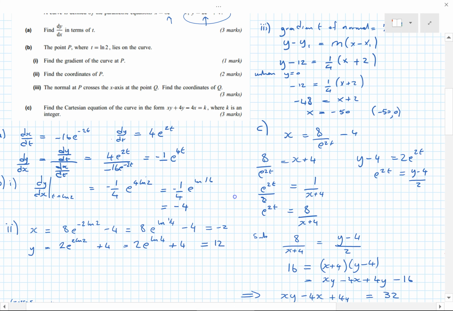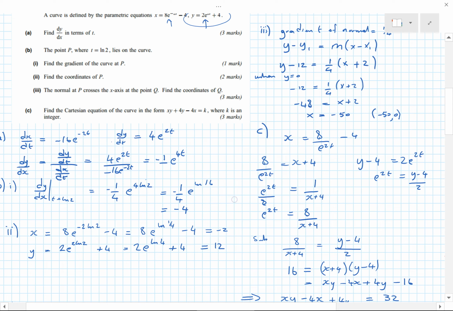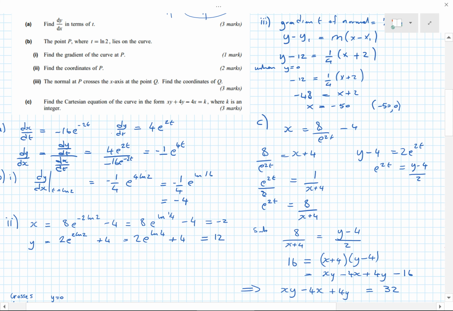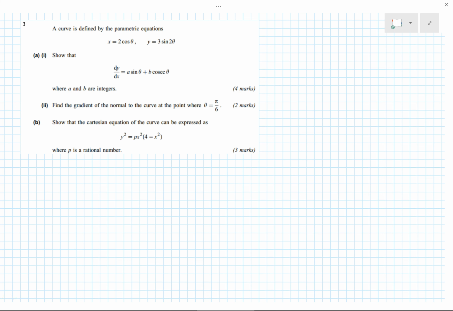Okay, so that's that question done, and we're ready to get on to the next question. So question 3 is another parametric equation question. I'd say probably the one done the worst on average, although it's a bit of a mix really. Yeah, let's just do the differentiating bit separately.